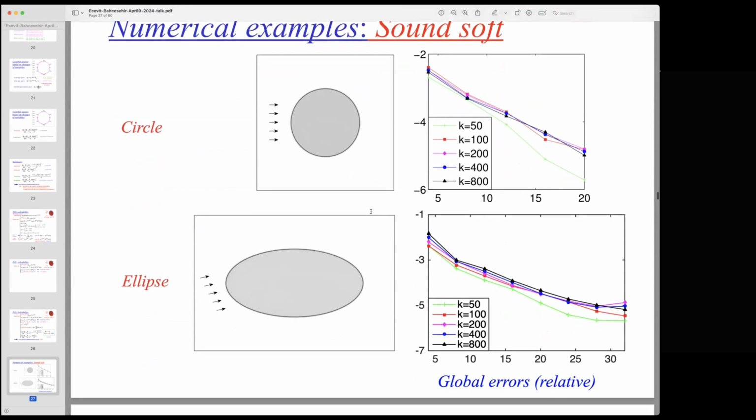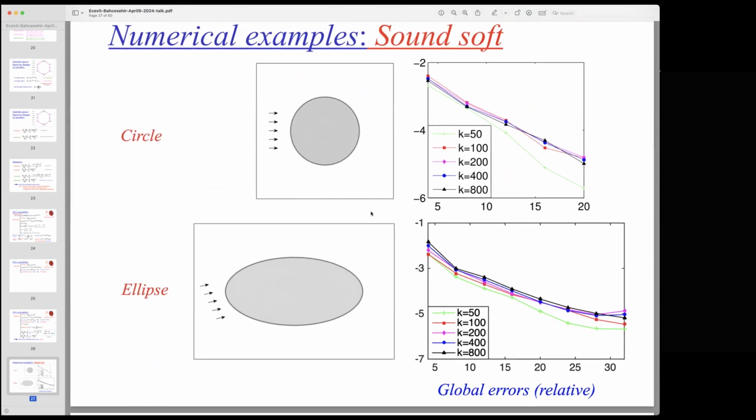Here is, without using any term in the asymptotic expansion, some implementations for the circle and ellipse. The direction of the incidence in the circular case is from the left, and for the ellipse it's a little inclined. And these are the numerical results we get. As you see, the numerical method seems almost independent of k, with small variations. But as the number of degrees of freedom increases, the convergence slows down.